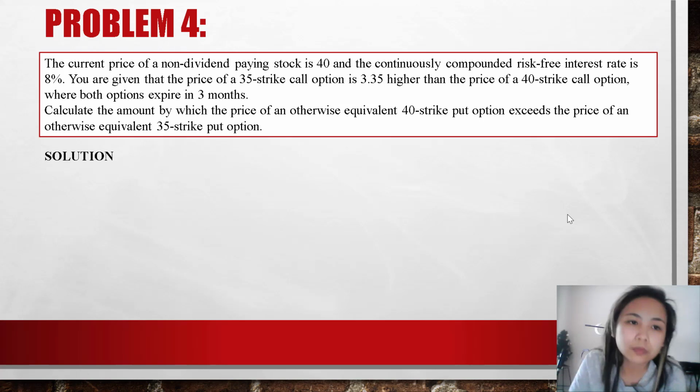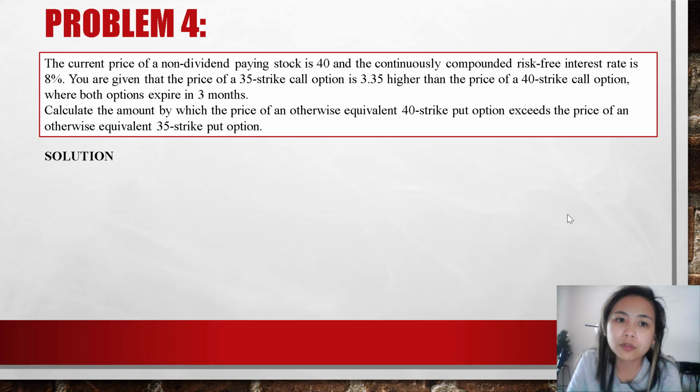Problem 4. The current price of a non-dividend paying stock is 40. The continuously compounded risk-free interest rate is 8%. You are given that the price of a 35 strike call option is 3.35 higher than the price of a 40 strike call option, where both options expire in 3 months. Calculate the amount by which the price of an otherwise equivalent 40 strike put option exceeds the price of an otherwise equivalent 35 strike put option.